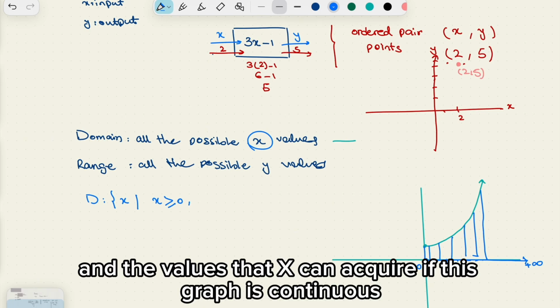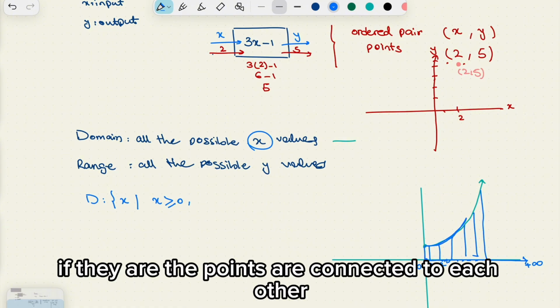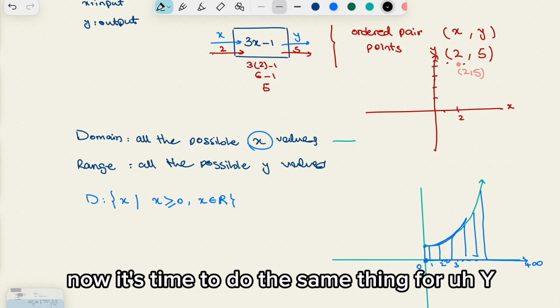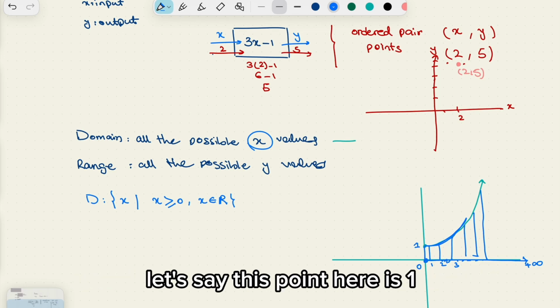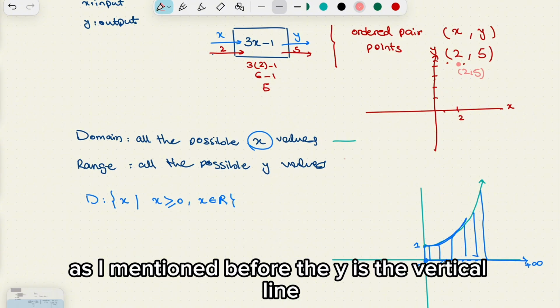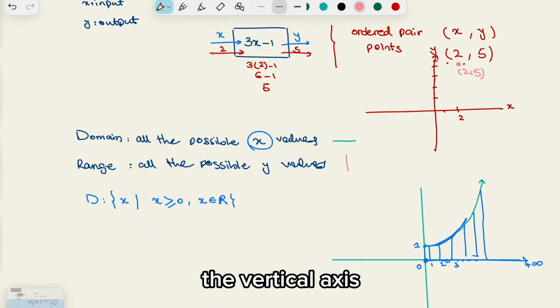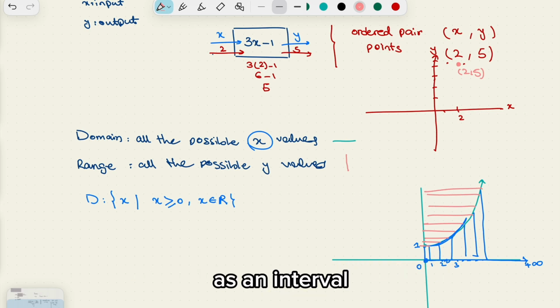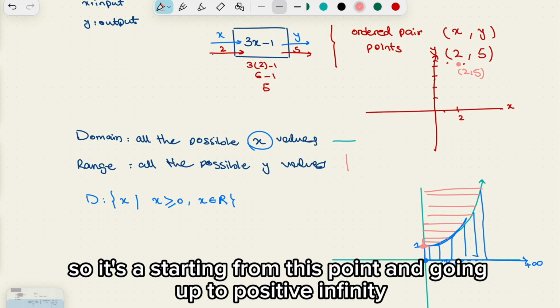And for the values that x can acquire, if this graph is continuous, if the points are connected to each other, you have to say that x's are elements of real numbers. Now it's time to do the same thing for y. Let's say this point here is 1. As I mentioned before, the y is the vertical line, the vertical axis. So I have to project my graph onto the y-axis to find it as an interval. So it's starting from this point and going up to positive infinity again.